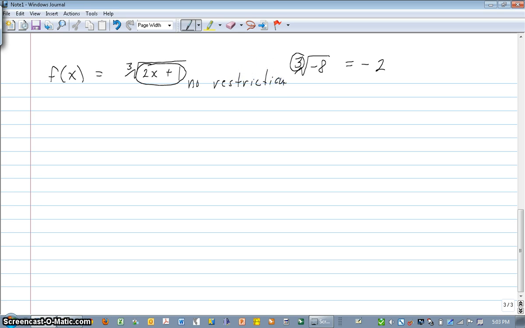There's no restriction on what's under the radical. It can be positive, it could be negative, it could be 0, it could be anything, right? No matter what you take the cube root of, you're always going to end up with some real number. It may not be easy to find, but it'll be a real number. And so the domain for any odd root function is always all real numbers or negative infinity to infinity.